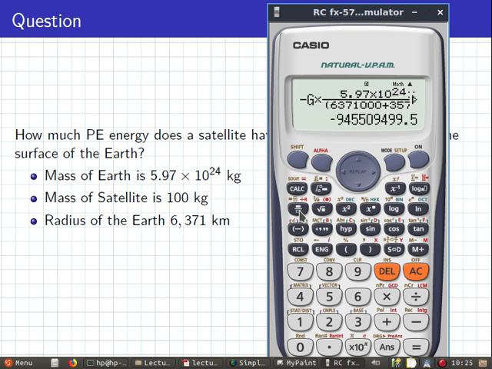So the potential energy is a pretty big negative number, which is not surprising because you need a lot of energy to free things which are trapped in Earth's orbit. This is why rockets are so big, you know. Okay, did you get that? Yep.